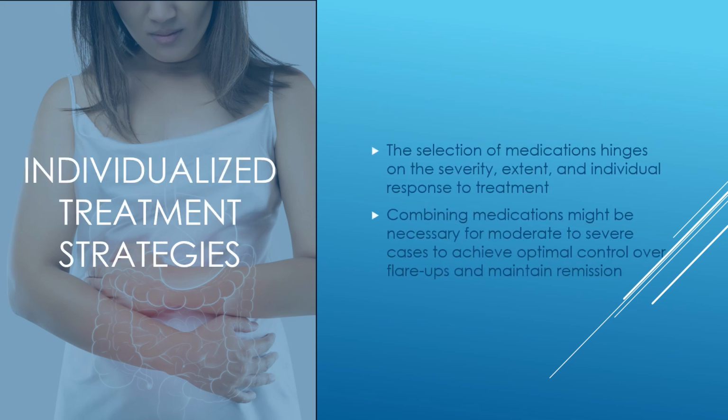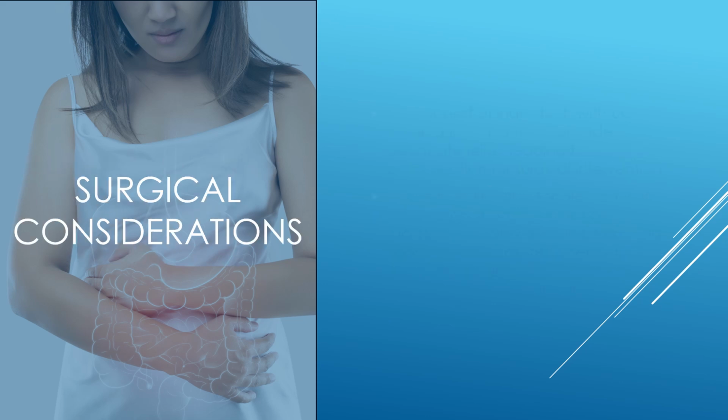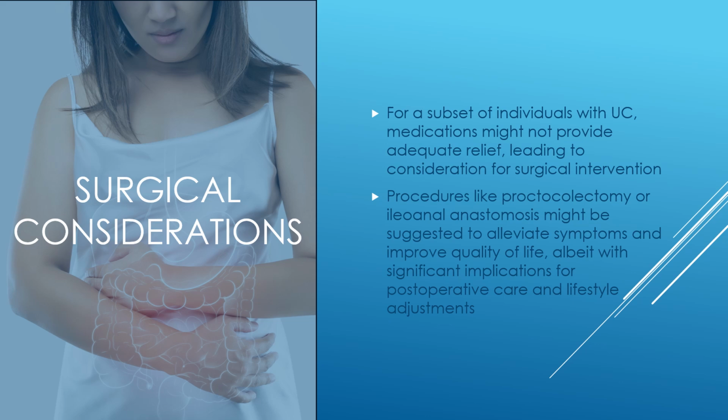Individualized treatment strategies. The selection of medications hinges on the severity, extent, and individual response to treatment. Combining medications might be necessary for moderate to severe cases to achieve optimal control over flare-ups and maintain remission. Surgical considerations. For a subset of individuals with UC, medications might not provide adequate relief, leading to consideration for surgical intervention. Procedures like proctocolectomy or ileoanastomosis might be suggested to alleviate symptoms and improve quality of life, albeit with significant implications for postoperative care and lifestyle adjustments.